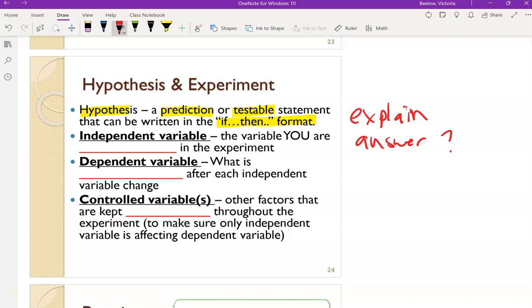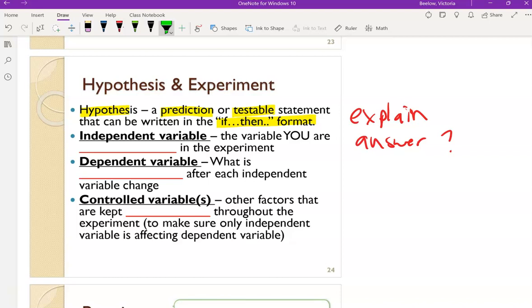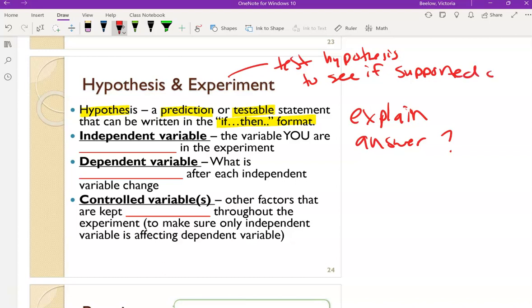When it comes to an experiment, okay, we have our hypothesis. Now we have to carry out an experiment. So we have to test to see if our hypothesis will be supported, okay? So the experiment is going to test to see if it is supported or rejected.